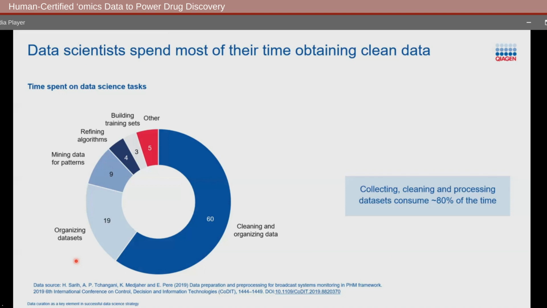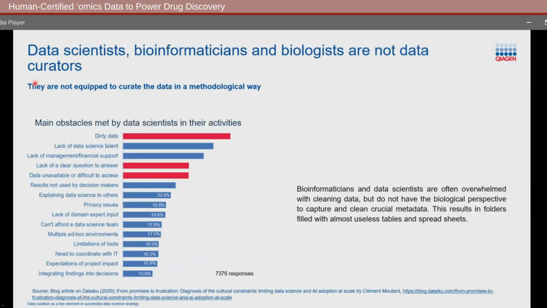Only after you spent way too much time cleaning and organizing the data from individual data sets, then unifying across the data sets, can you get to the interesting problems: looking for the patterns in the data, refining your algorithms to reveal the patterns, and testing the value of the patterns with training sets and so forth. Now, there's a second related problem.